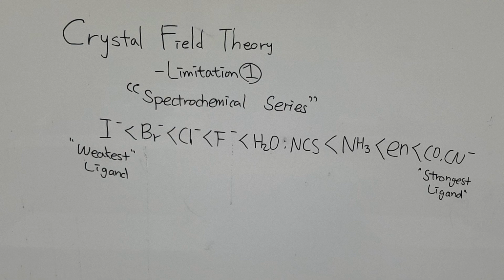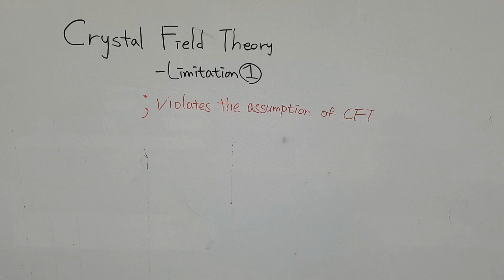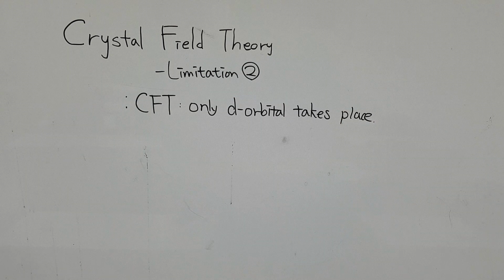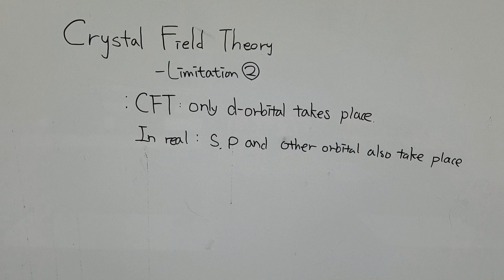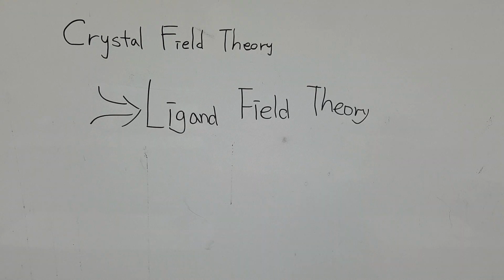If you look carefully, neutral ligands like H2O, CO, and NH3 have larger delta O than negative ligands, and CFT can't fully explain this especially. This phenomenon means that the interaction between metal and ligand is not purely ionic, which is the reverse of the assumption of CFT. Also, the theory only takes d orbital into account, while s and p orbitals also are related to complex formation. And because of those, there is a new theory called ligand field theory to handle those limitations.